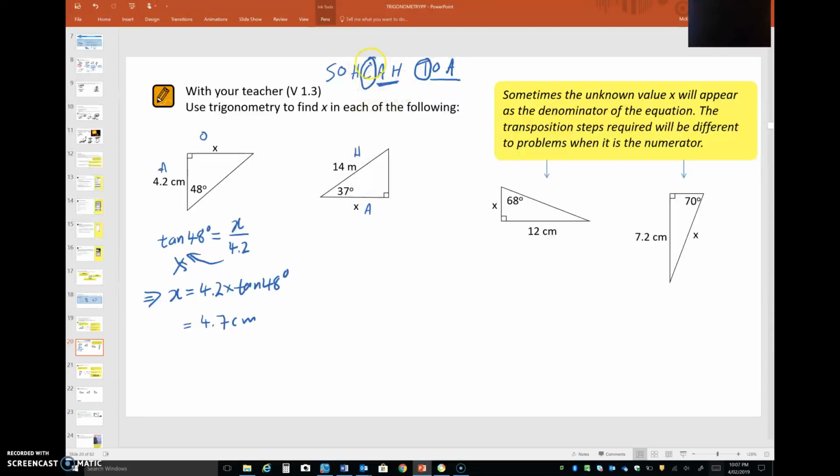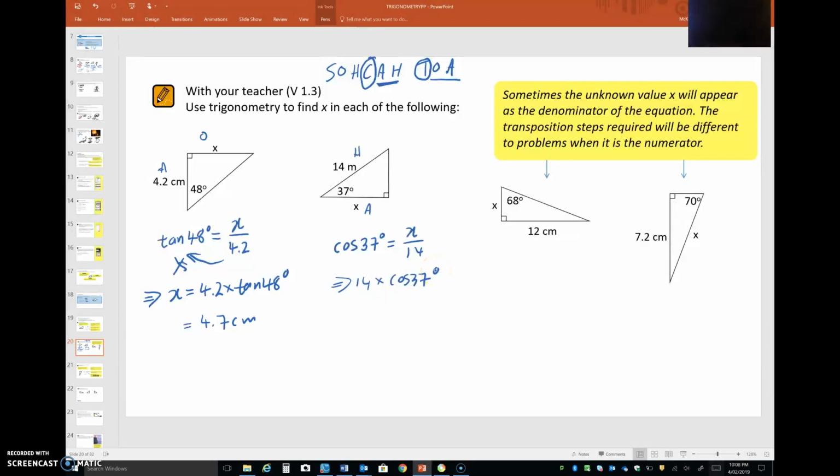So we're going to use C for cosine. Cosine 37 equals, okay, which one's on top? A comes before H, so the A goes on top, A in this case being x over 14. So we're multiplying that 14 on the other side again.